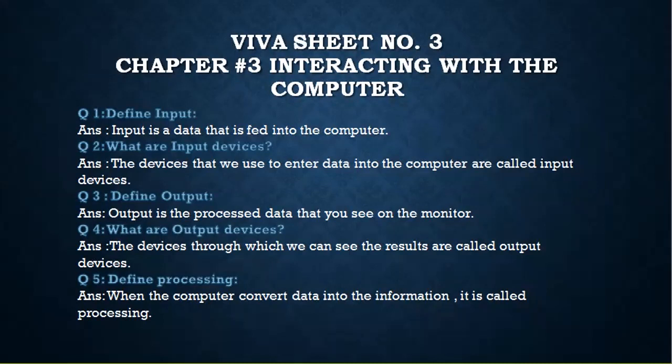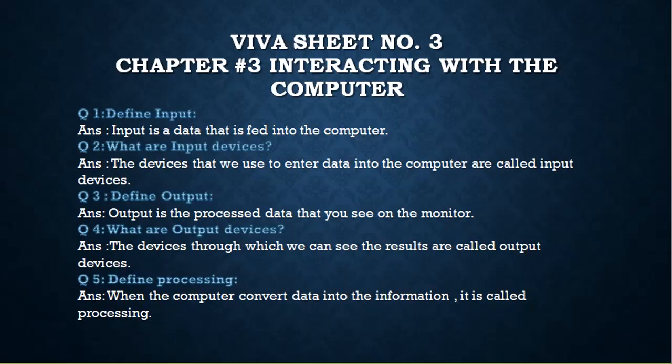Here is Viva Sheet number 3. This is from chapter 3 and the chapter name is Interacting with the Computer. Question number 1 is define input, and the answer is input is the data that is fed into the computer. Question number 2 is what are input devices? The devices that we use to enter data into the computer are called input devices.